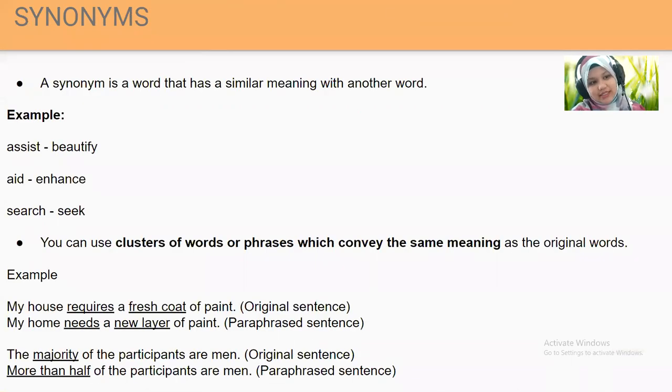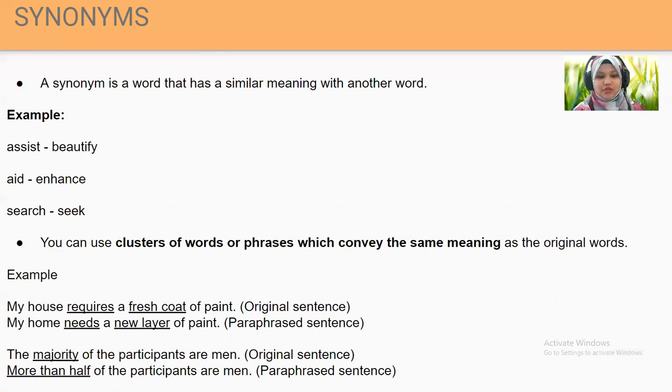Second strategy, synonyms. You know what is synonyms, right? Which is a word that has similar meaning with another word. So these are three examples: assist, aid, enhance, search and seek, which have the same meaning. You can use clusters of words or phrases which convey the same meaning as the original word. So let's see the two examples below. My house requires a fresh coat of paint. This is the original sentence.